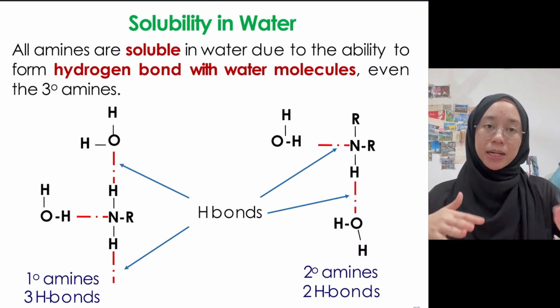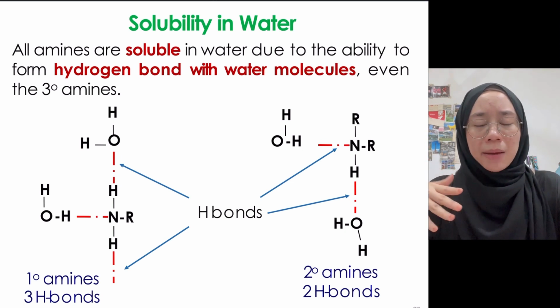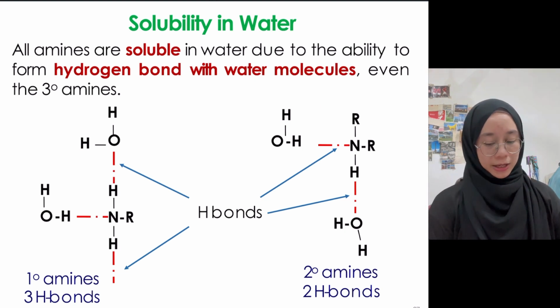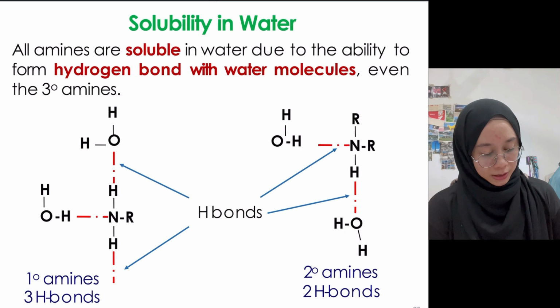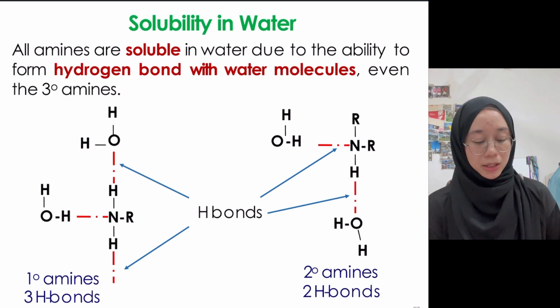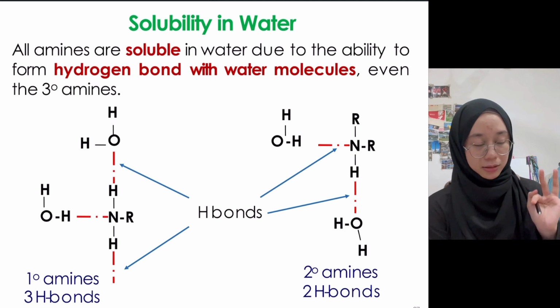So I think primary, secondary you have the idea macam mana dia nak bond. Tapi what about tertiary amine? Kenapa tertiary amine boleh form hydrogen bond? Kita nak tengok yang tu lah. Okay, so basically all amines they are soluble in water. Okay, so that is because dia boleh form hydrogen bond with water. Okay, semua secondary, primary, tertiary.